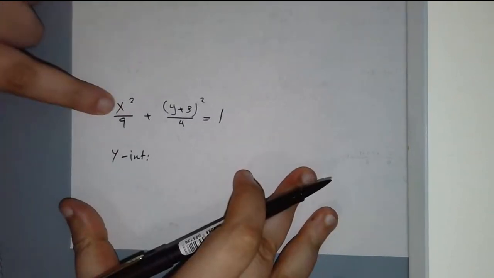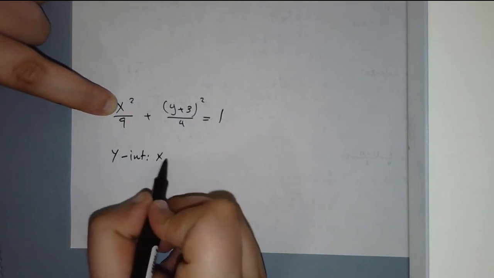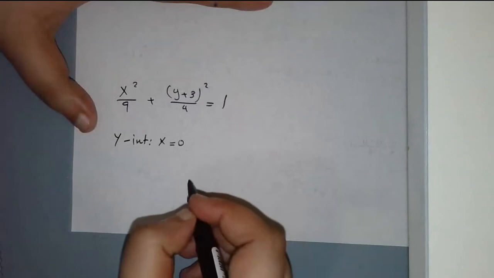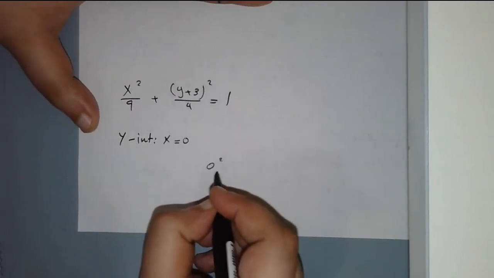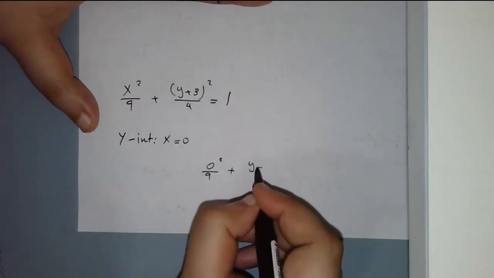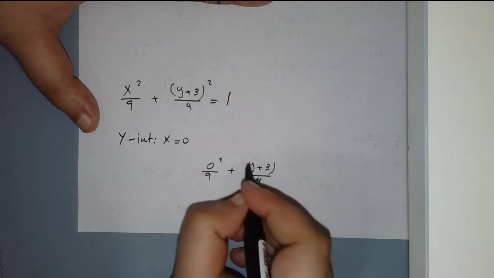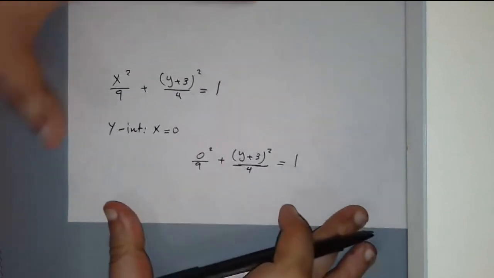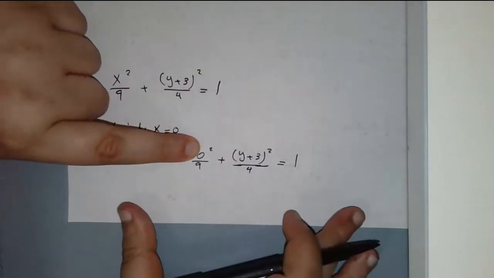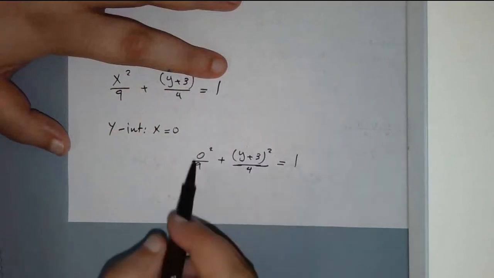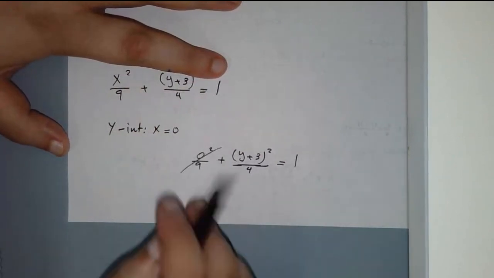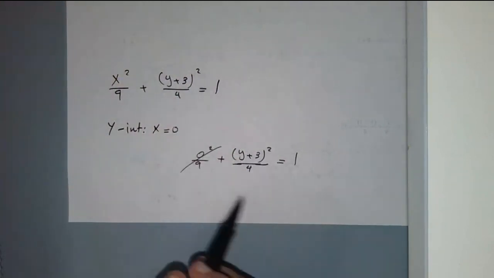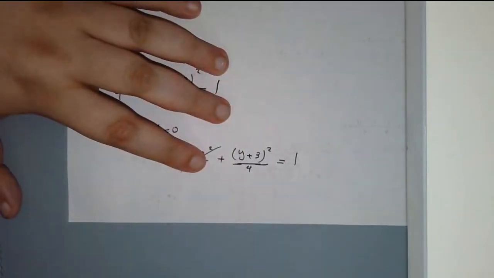Now, for the y-intercept, x is 0. So x equals 0. Let's plug that in here. So you have 0 squared over 9 plus y plus 3 over 4, this thing squared, equals 1. Now, 0 squared is 0. 0 over 9 is still 0. Yes? This is just 0. So that goes away. We don't care about that one. We have y plus 3 squared over 4, and it equals 1.